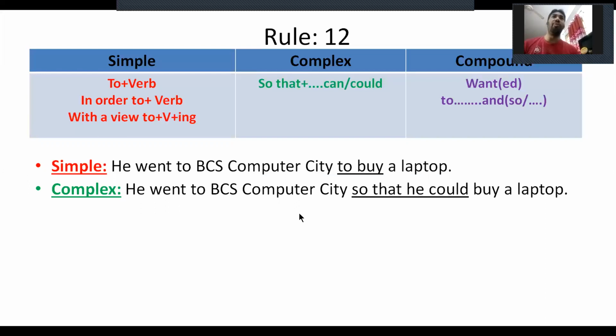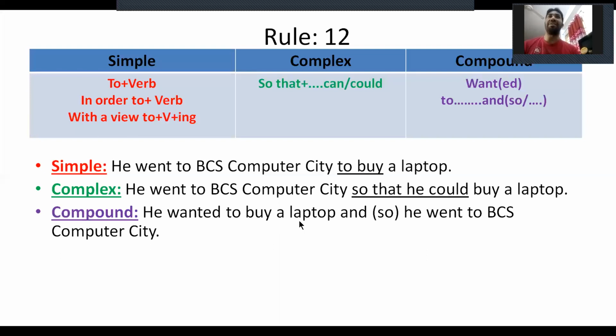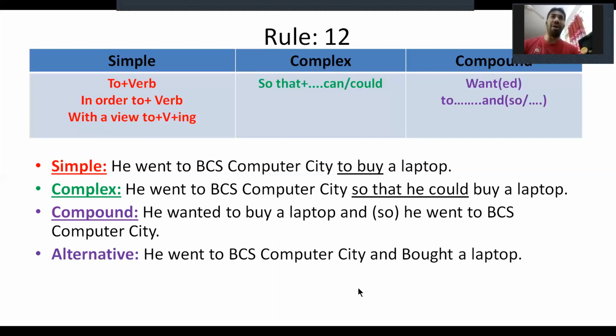There is another way that you need to use one, two, dot, dot, dot, and to have the meaning of the sentence fully expressed. So in that way, the compound would be: he wanted to buy a laptop, and so he went to BCS Computer City. In this one, the meaning is fully expressed, so you can use either this one or the alternative one to make the sentence compound. Both are equally correct.